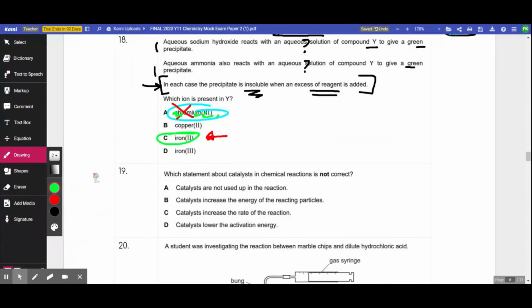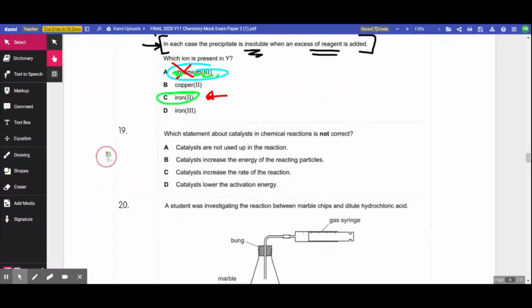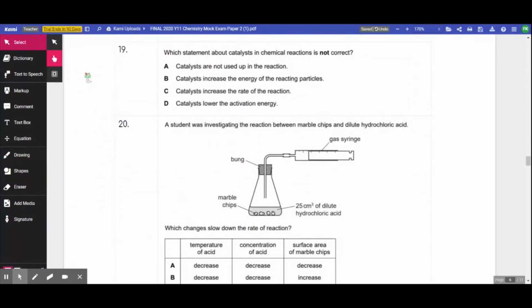So let's go to the next question: which statement about catalysts in chemical reactions is not correct? You can pause the video. Okay.